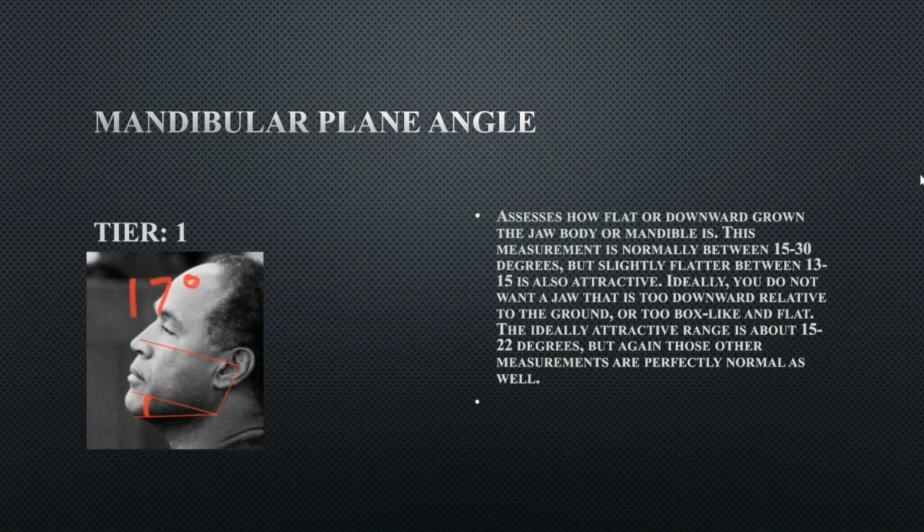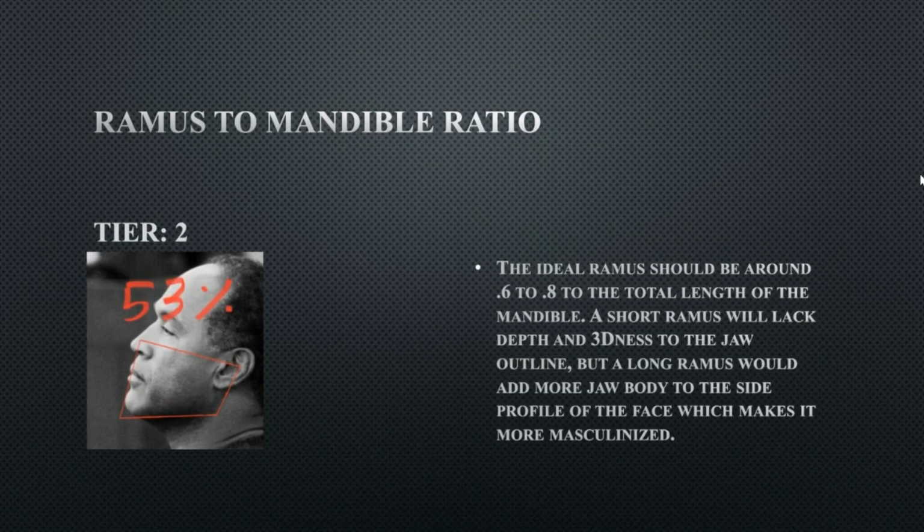This indicates that you do not have too downswung of a jaw or too flat of a mandible. So you don't want your mandible to be too downswung or too flat. If it's too flat, it's going to look too boxy, and his is perfectly in the middle. His ramus to mandible ratio, so the ratio of your ramus, for a man, because it's a little bit different between men and women, should be at least 60%, and he falls a little bit short of that at 53%, but 53% is still near the ideal, so it's not too bad.